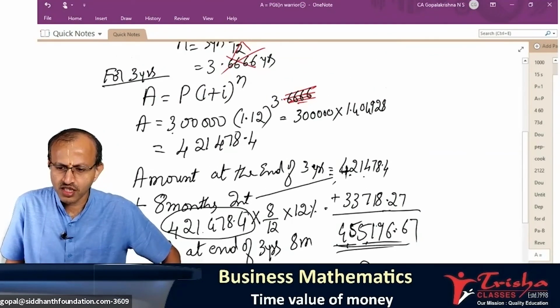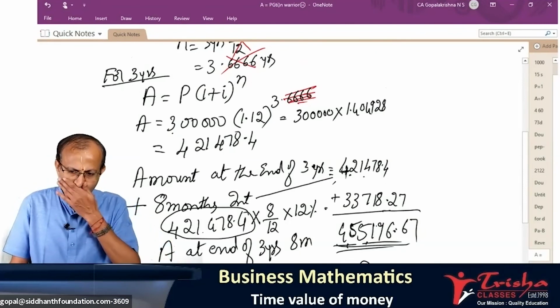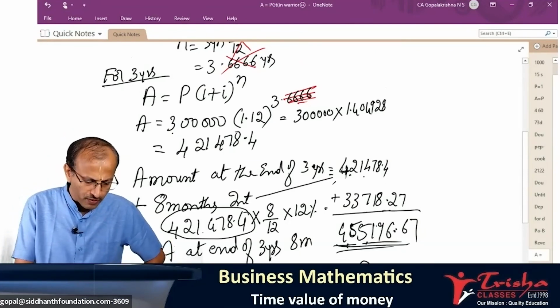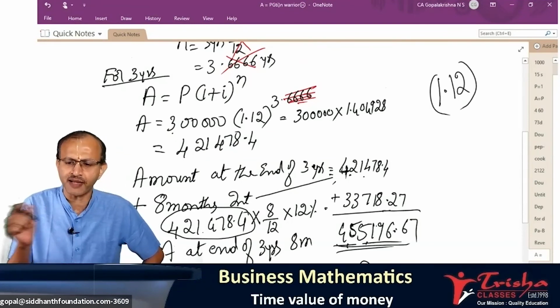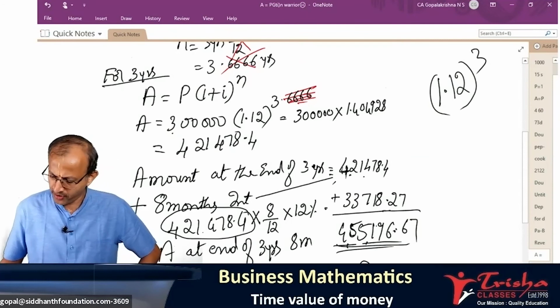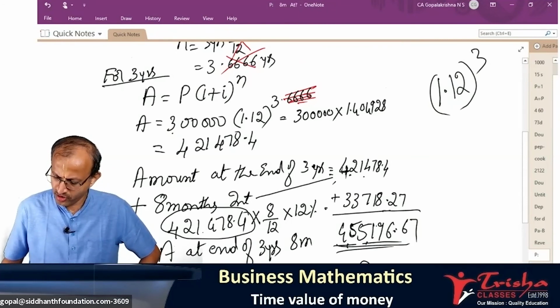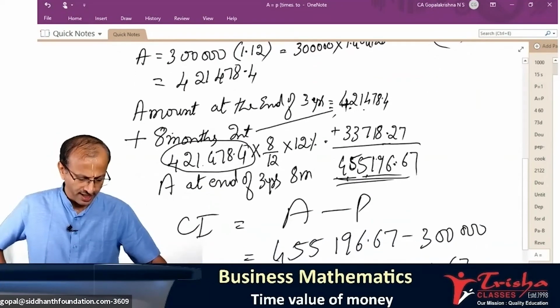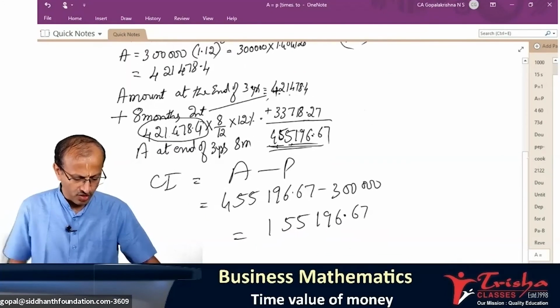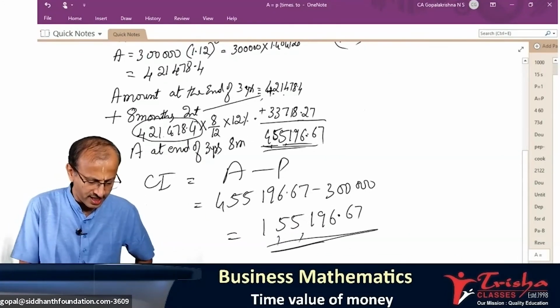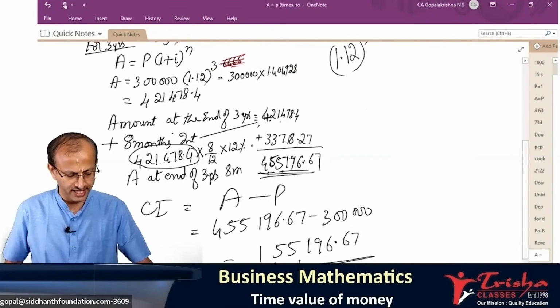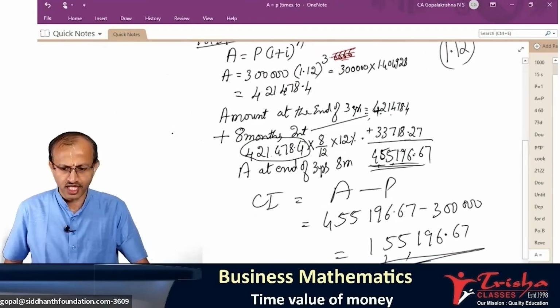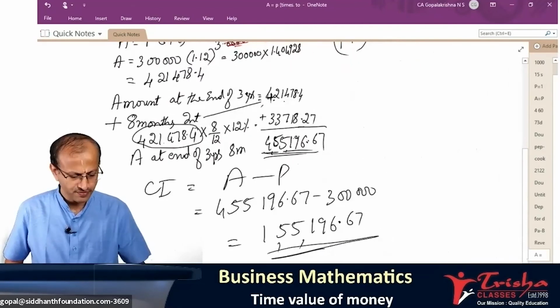There is one question raised by Kiran Shetty. 1.12 to the power cube, you did not get? You will get it, no? 1.12, 3 times you multiply: 1.12 into 1.12 into 1.12, 1.404928 you will get. So finally, to conclude, the right answer is 1,55,196. Please do take it again. Any confusions, please let me know.